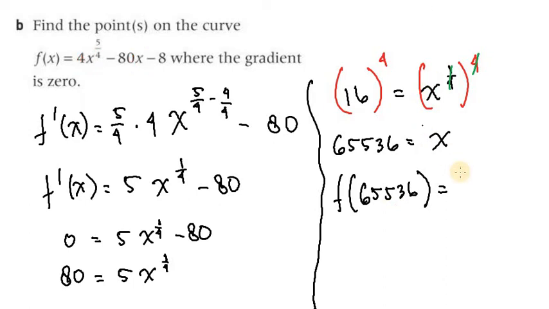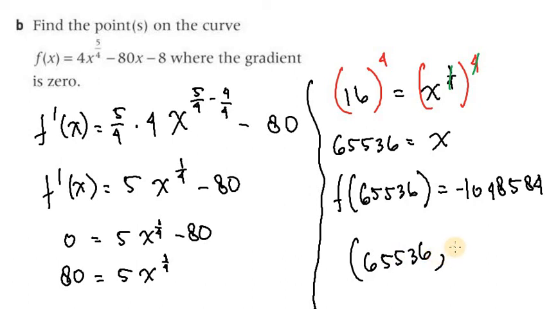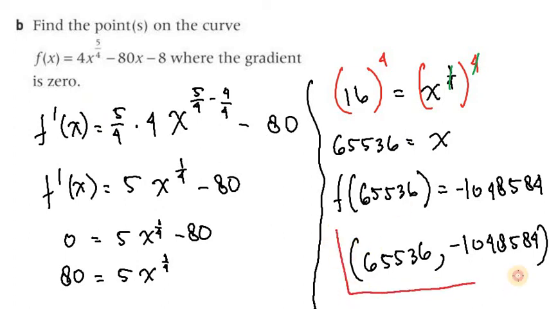It will end up with, it's quite a lot, negative 1,048,584. So the point will be x comma y, 65536 comma negative 1048584. This one should be the answer for B. Let's mark this.